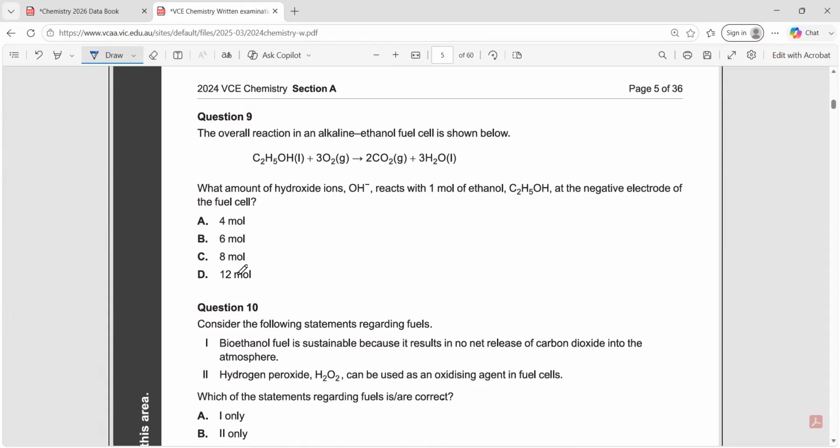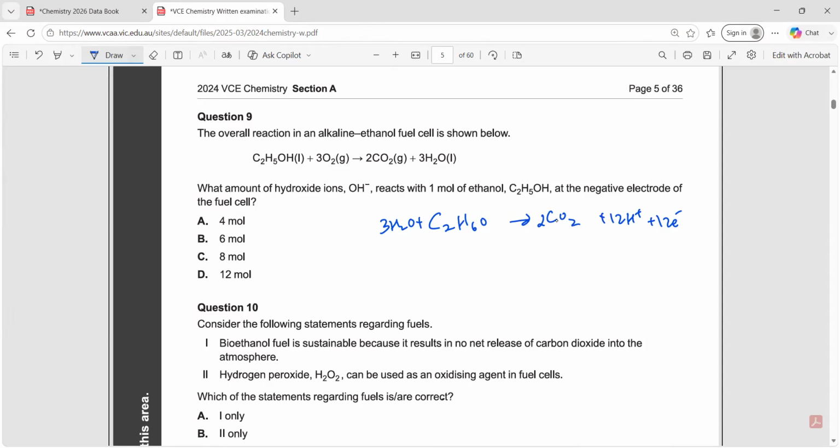What amount of hydroxide ions reacts with 1 mole of ethanol? So, you want to show the oxidation. I like to show the oxidation of ethanol in an acidic electrolyte, and then turn it into a basic electrolyte. So there's three H2Os, and then that's 6, 12, so 12H plus and 12e minus.